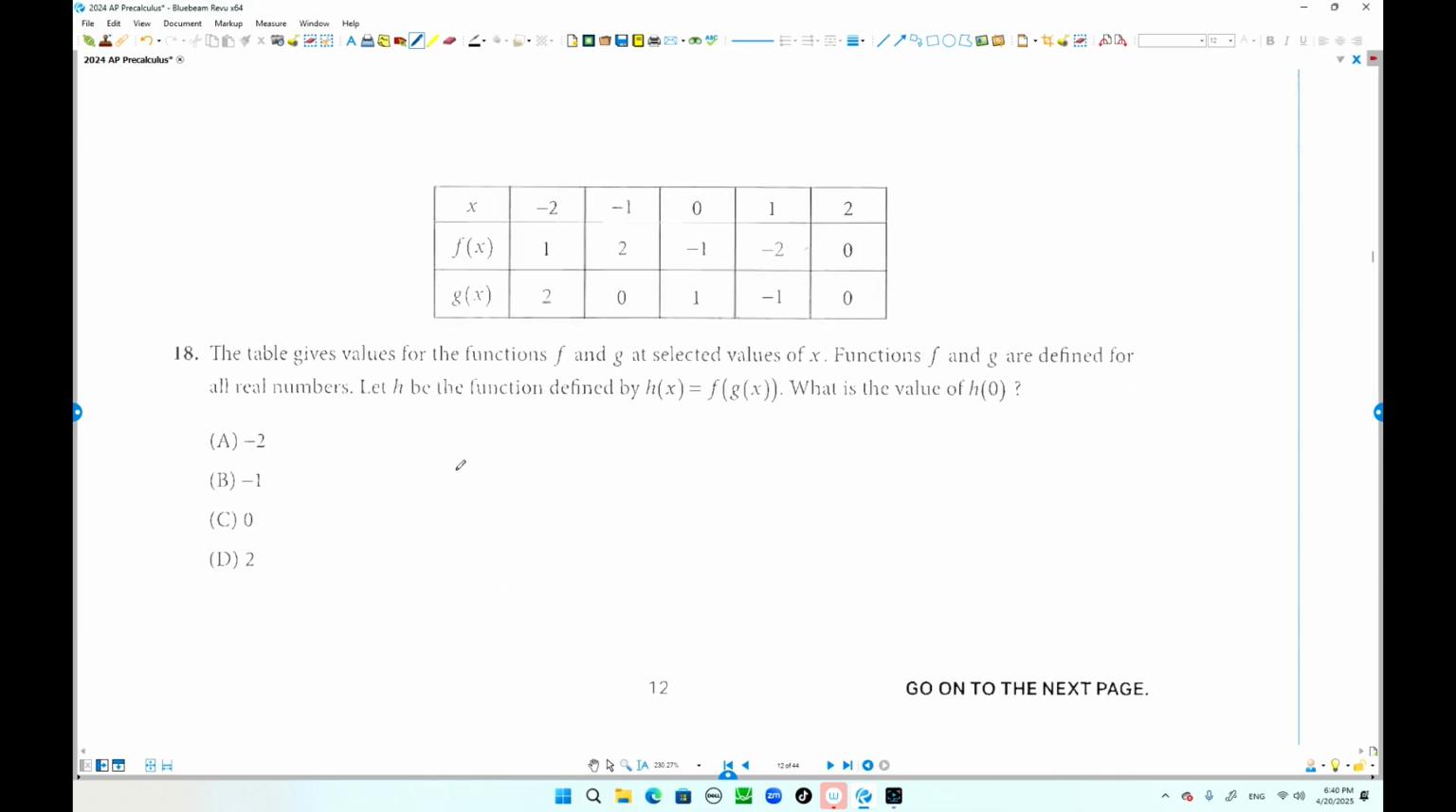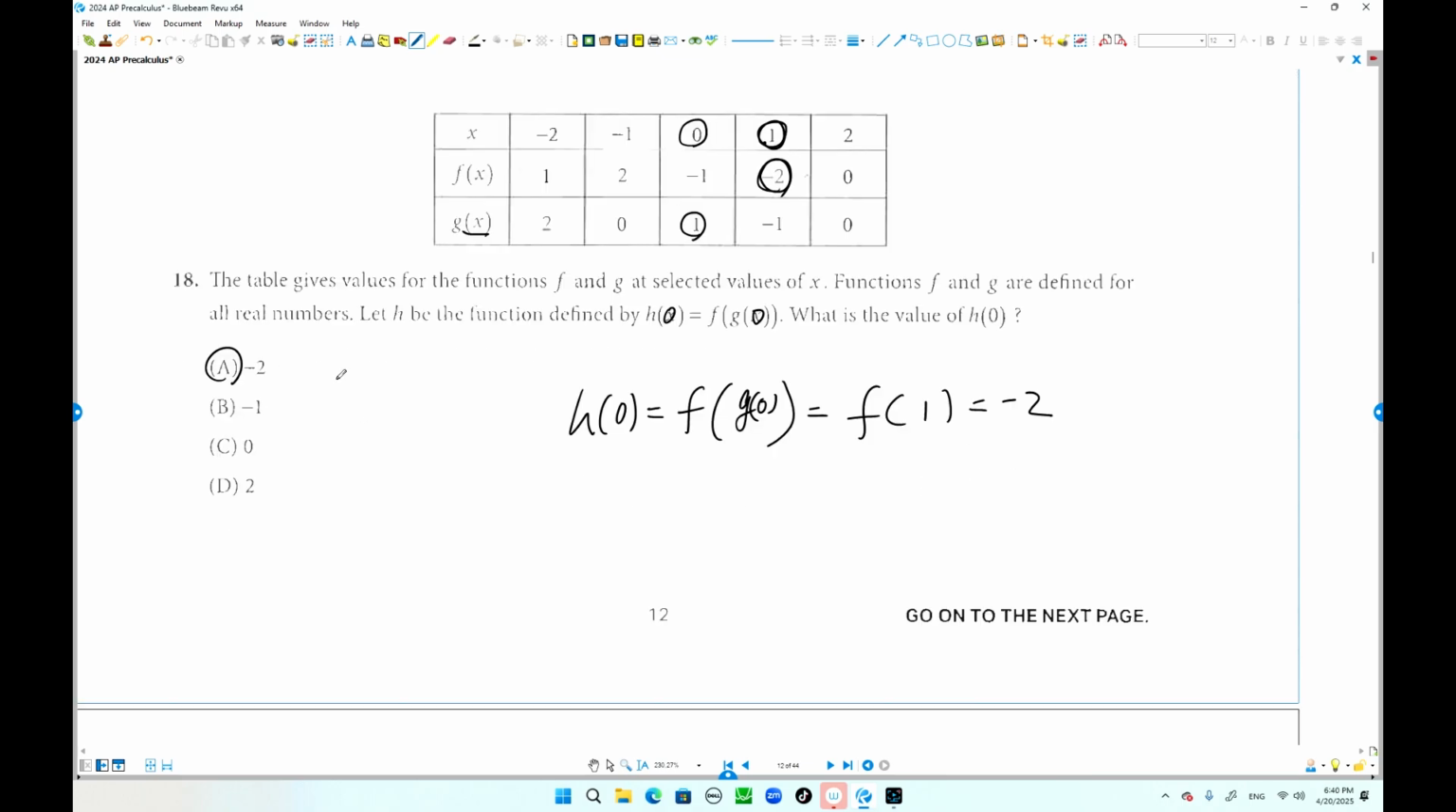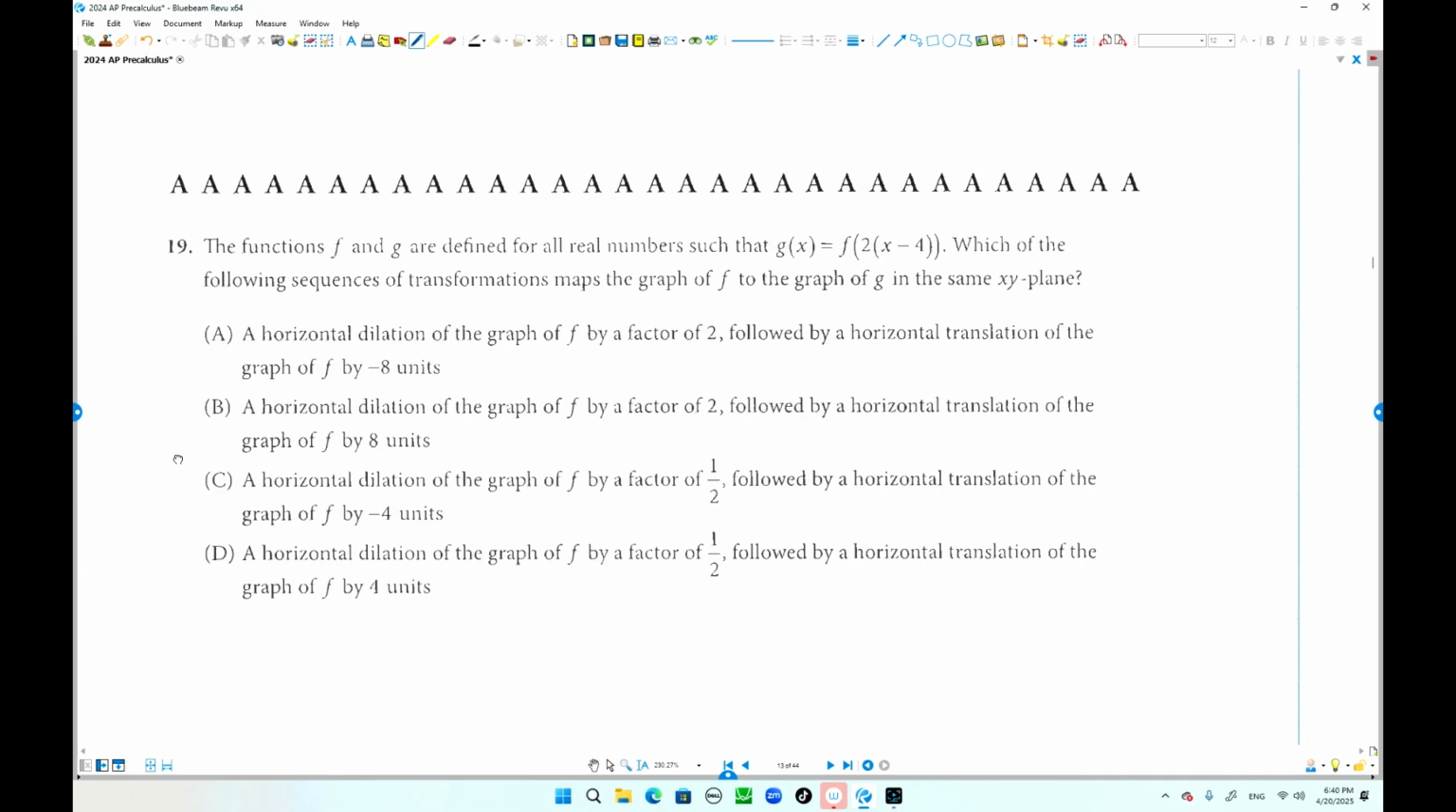Okay, here we go. h of 0, put in this number 0. h of 0 equals f of g of 0. Where is g of 0? x equals 0, the value of g of 0 equals 1 over here. So this is f of 1. Take f of 1. When x is 1, where is f of x? Negative 2, right? That is option A. All right, number 19.